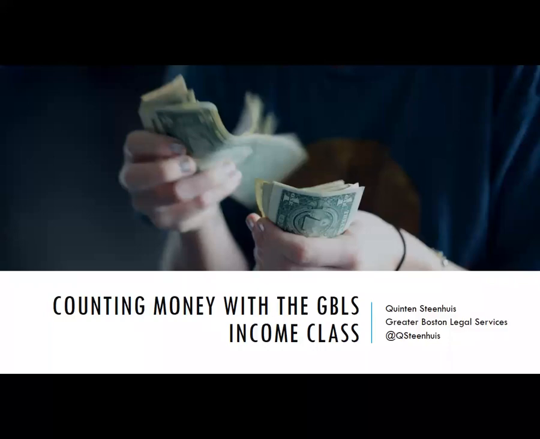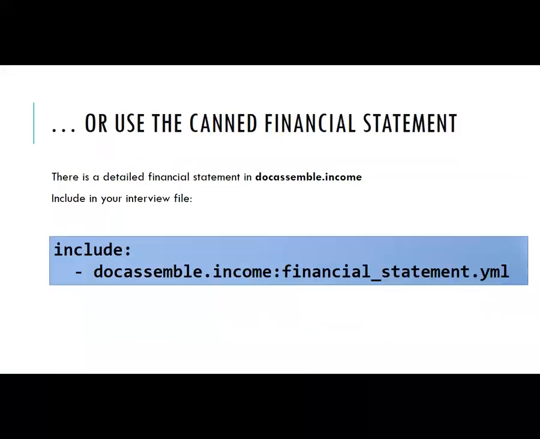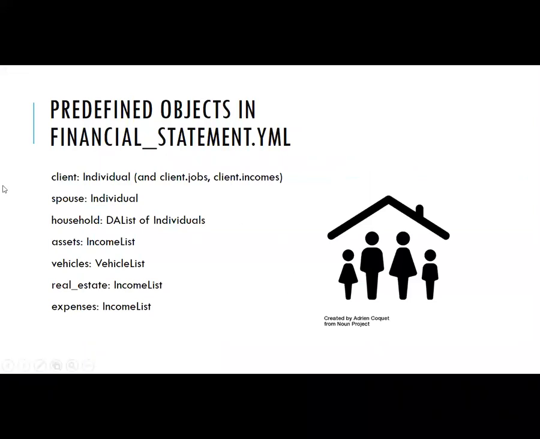Just going to show you what are some of the naming conventions that I used inside that financial statement. So we have client, spouse, household. Client is an individual, spouse is an individual, household is a list of individuals. Then we have assets, vehicles, real estate, and expenses, which are appropriate kinds of lists that are from the income class. So an individual can have jobs, a client can have incomes. Sorry, clients and spouses and household members all can have jobs and incomes. And that's just referring to the naming convention there.